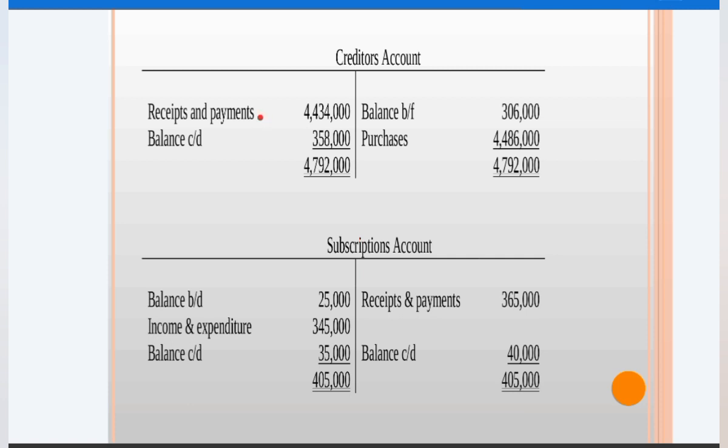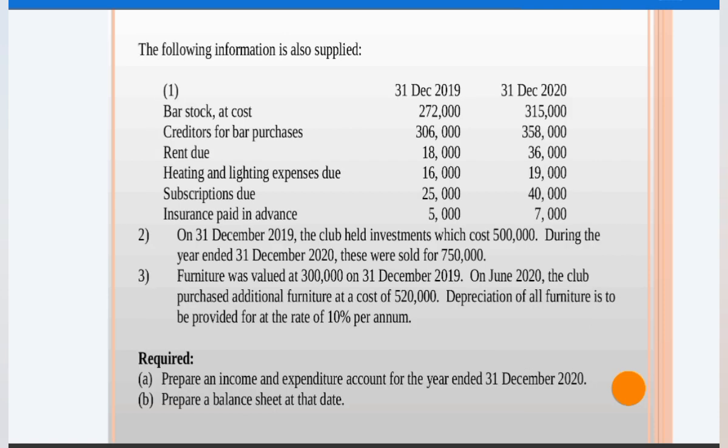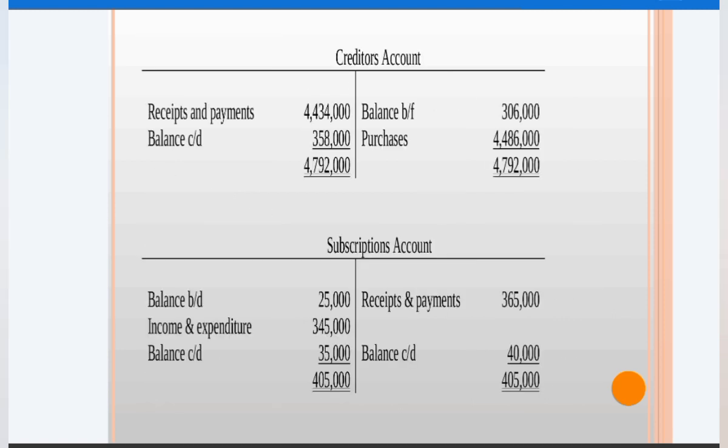Now, let us start with the creditors, and we use the creditors control account. Now, we have the opening balance of the creditors. So from our illustration here, we have the 306 as opening and the 358 as closing. Since the creditors are liabilities, the balances are credit balances. So the balance brought down is 306, as you can see. And of course, the closing here is 358.